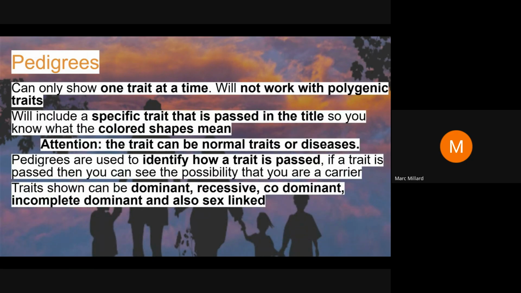Pedigrees can only show one trait at a time. They will not work with polygenic traits. They will include a specific trait in the title, so you know what the colored shapes mean. The trait can be normal traits or diseases. Pedigrees are used to identify how a trait is passed. If a trait is passed, then you can see the possibility that someone in that family is a carrier. Traits shown can be dominant, recessive, codominant, incomplete dominant, or sex-linked traits as well. Pedigrees can show all of those things as long as it's just a single trait at a time.